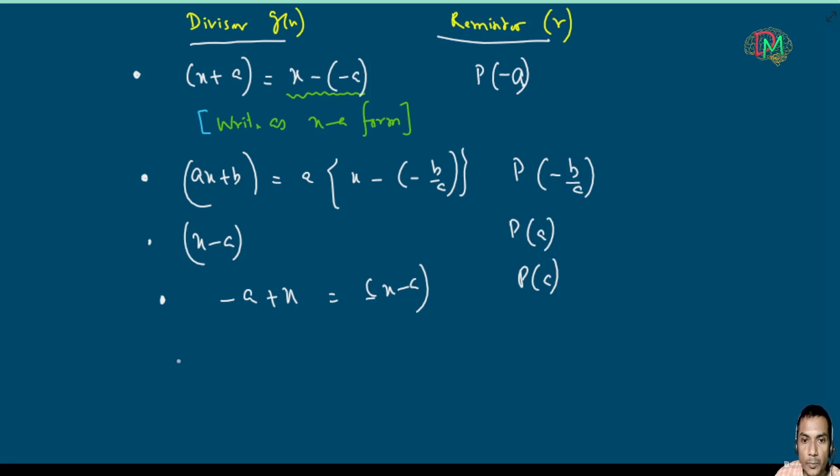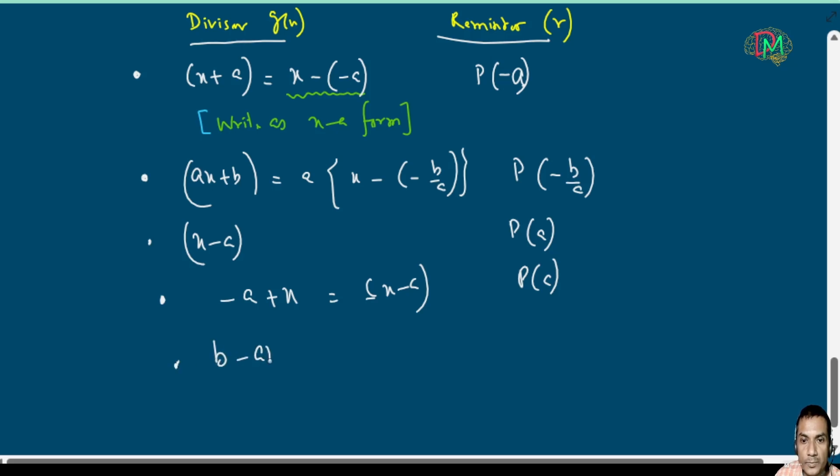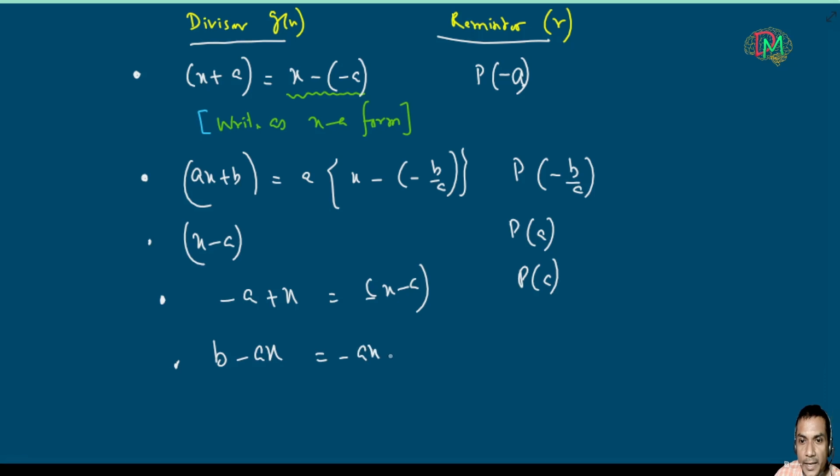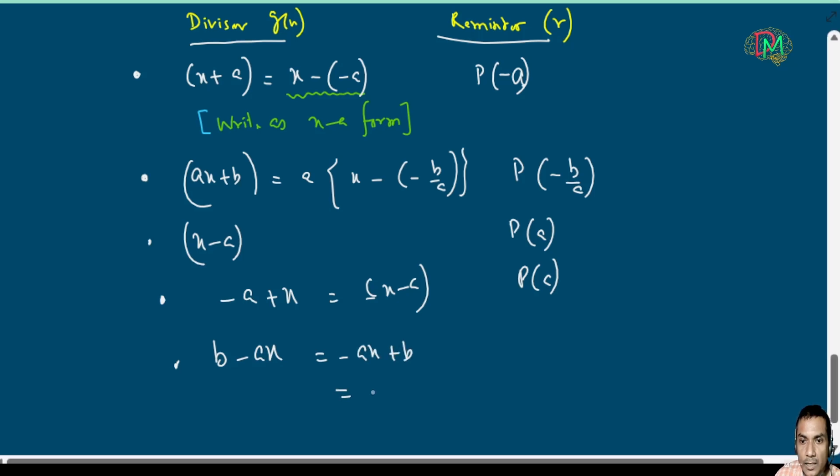If it is b minus ax form, then what do you have to do? First, you write minus ax plus b. Then you take common minus a, then x minus, what? Minus b by a. Clear?